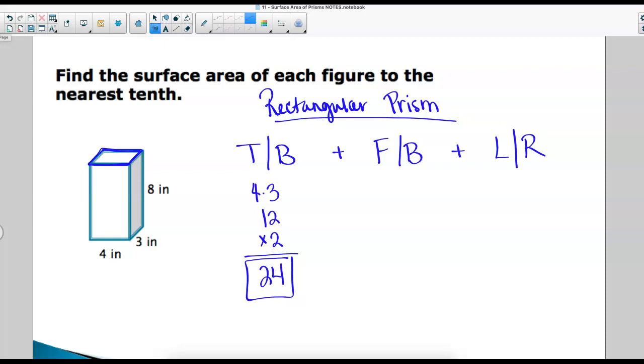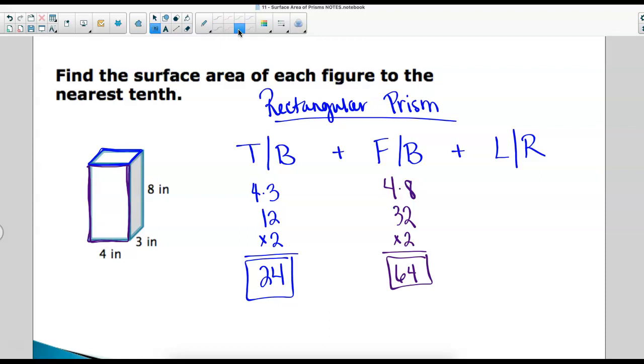Okay, I'm going to swap colors. I'm going to do the front. Okay, here's the front, outlined in purple. What are the dimensions on the front? Mason? 4 and 8. So 4 times 8 is 32. That's only the front. We also need the back. So what should I do with that? Times it by 2. So 32 times 2 is 64.